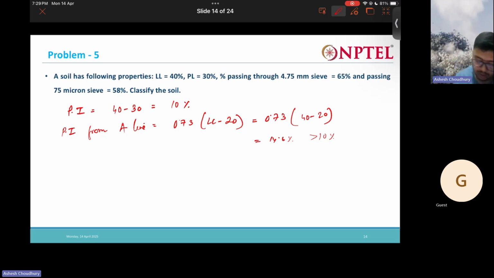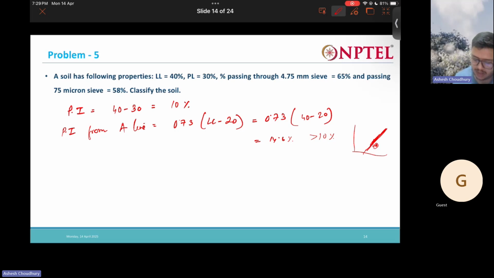So it plots below the A line, because the A line value of 14.6 is greater. Our plasticity index is 10%, and from the A line we are getting 14.6. So our point plots below the A line. That means it's silt. And what kind of silt?